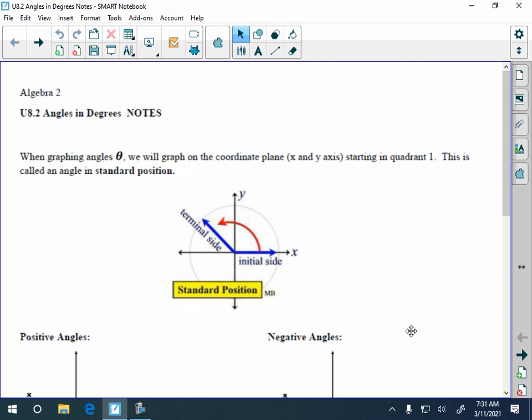Now there's two rays, like I said, and one ray is called the initial side. That's going to be on the positive x-axis side, and that side's never going to move. But what we're going to do is take the terminal side, the other ray, and that one's going to rotate. We can rotate that in a clockwise direction or in a counterclockwise direction. And as that terminal side opens, it creates a bigger and bigger angle. Right? And so that's called standard position.